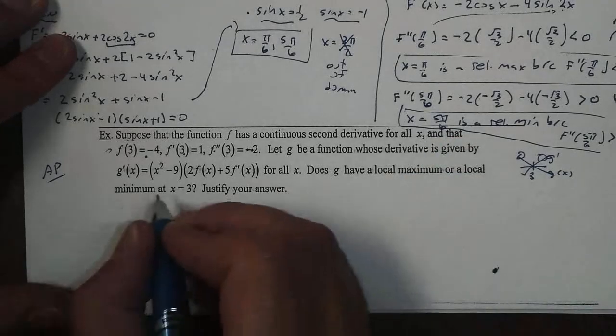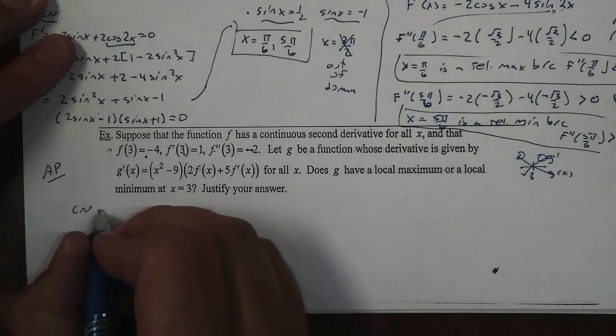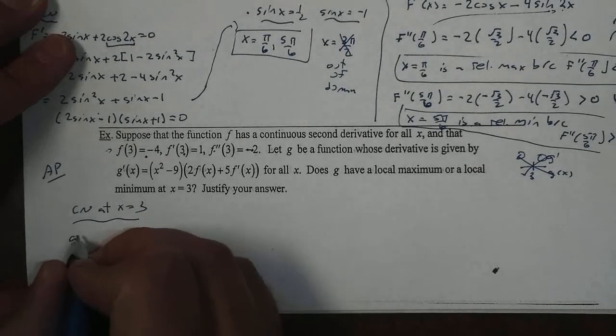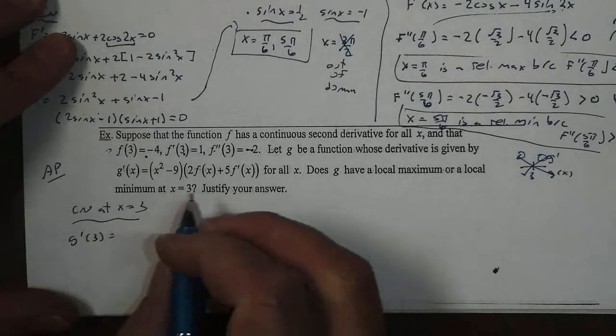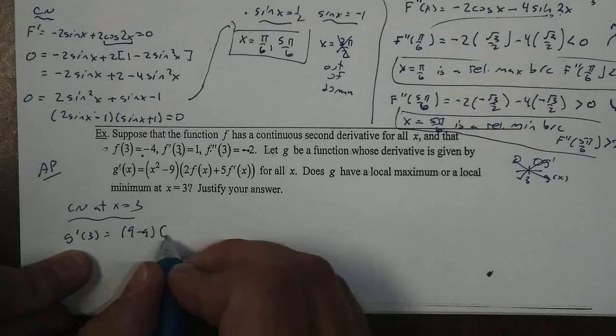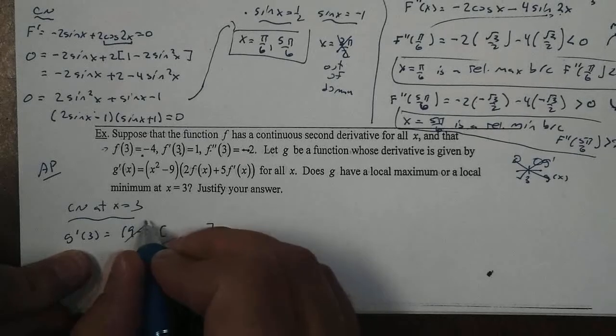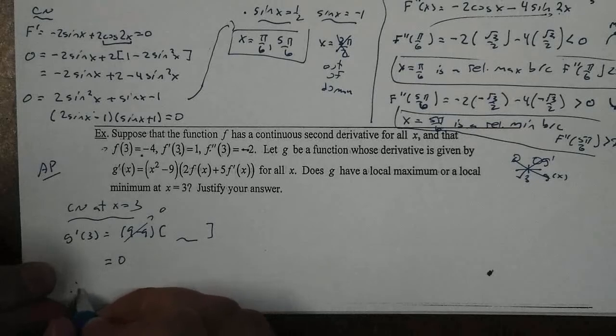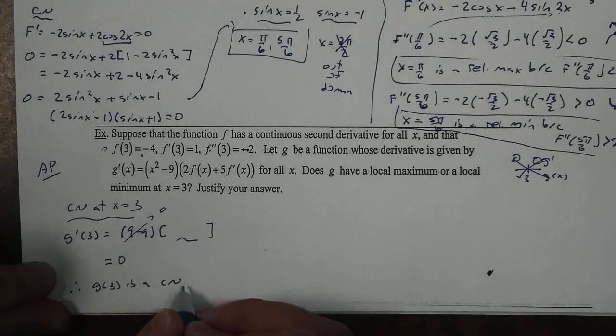Our first step is just to guarantee that we have a critical number at x equals 3. To do that, we just have to take g prime of 3. And that's not too bad to do. We would get 9 minus 9. And it doesn't matter what the rest of this is, because what is 9 minus 9 but 0? So this is equal to 0. Therefore, g of 3 is a critical number.